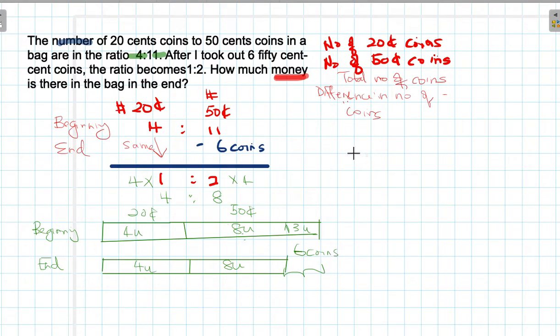So you know that 3 units will equal 6 coins. Now we are still at coins, but I need to find the money. So you know that 1 unit will be equal to 6 divided by 3, which is 2 coins. Correct? And you know that in the end, what is the money in the end? In the end is here.